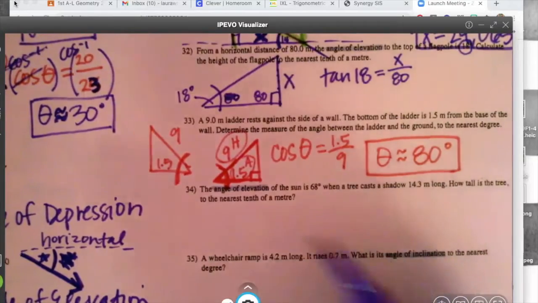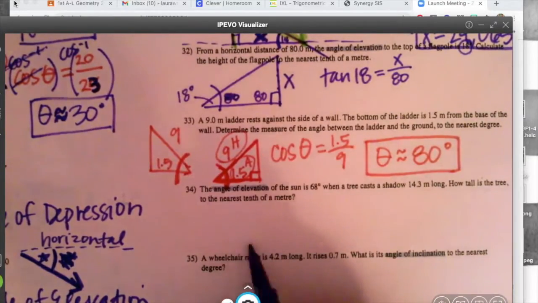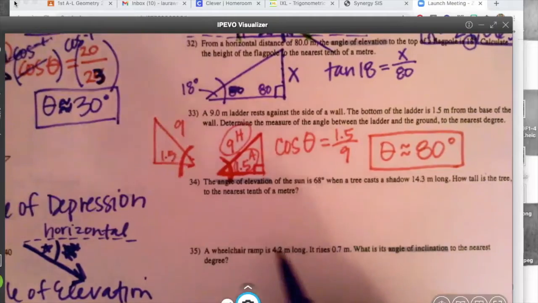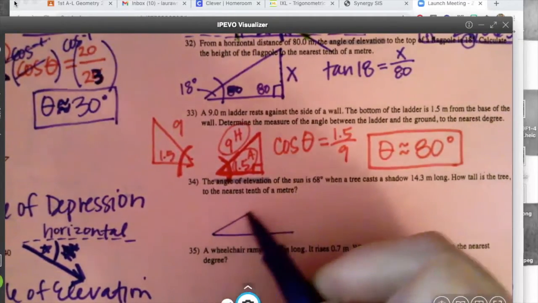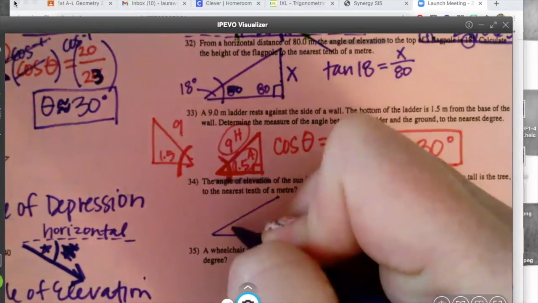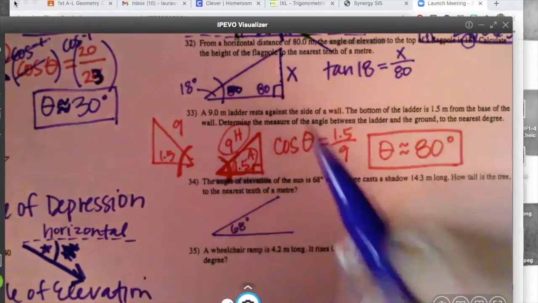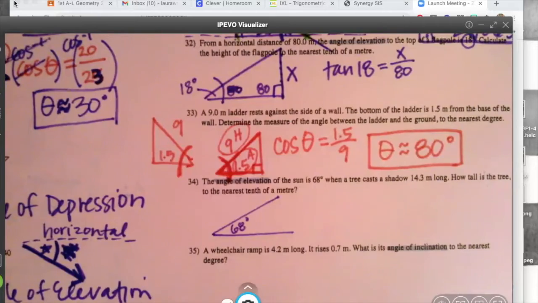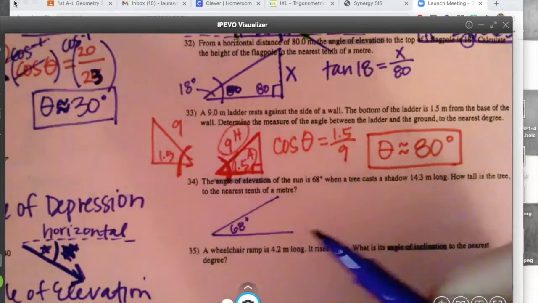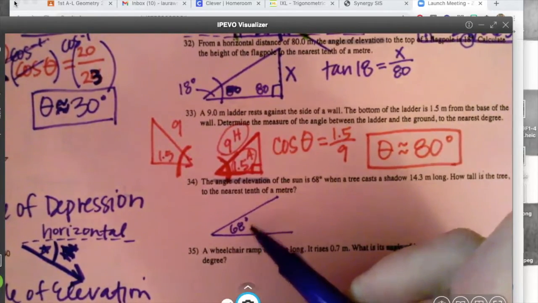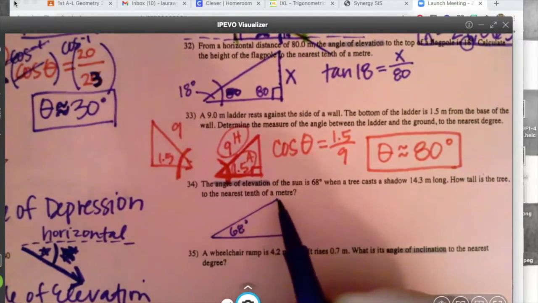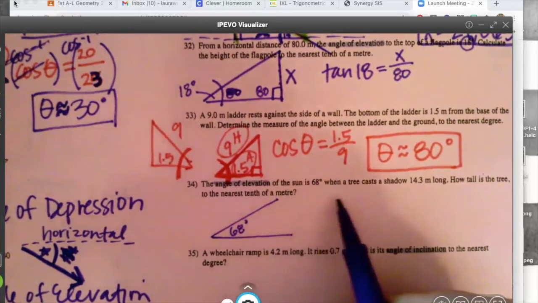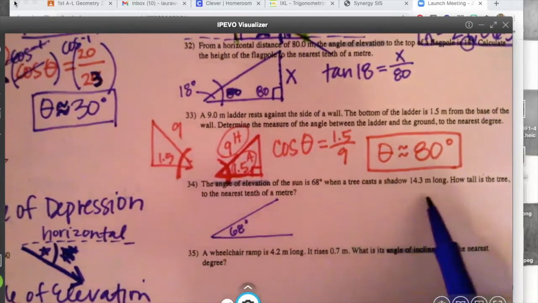Let's go ahead and set up 34 and 35. Angle of elevation of the sun. So obviously our horizontal is just the ground. Angle of elevation is going up from the ground, and that is 68 degrees. And it doesn't matter if you're precise or not with your angle. Like it might be 5 degrees, it might be 68 degrees. Just draw an angle in there. The angle of elevation of the sun is 68 degrees when a tree casts a shadow 14.3 meters long.